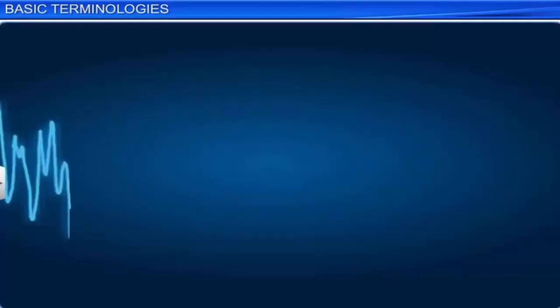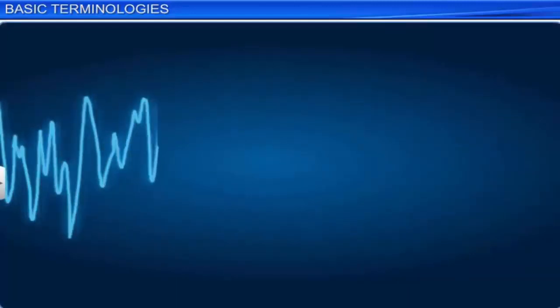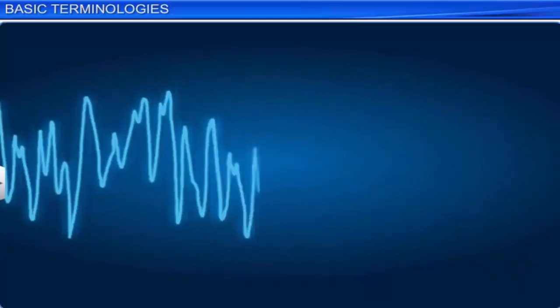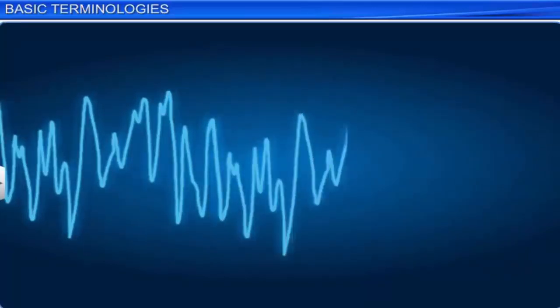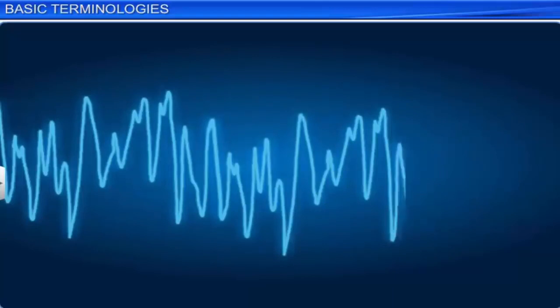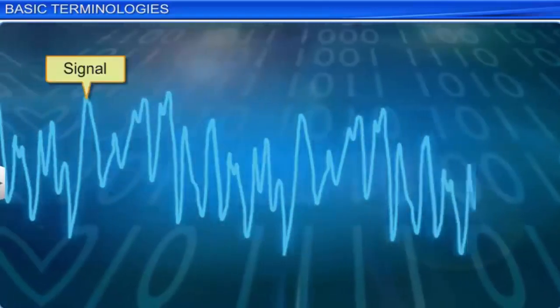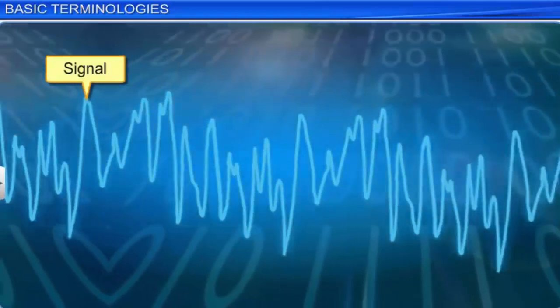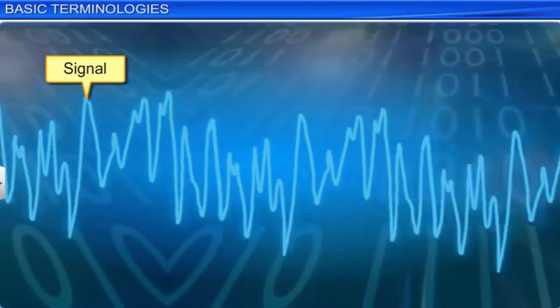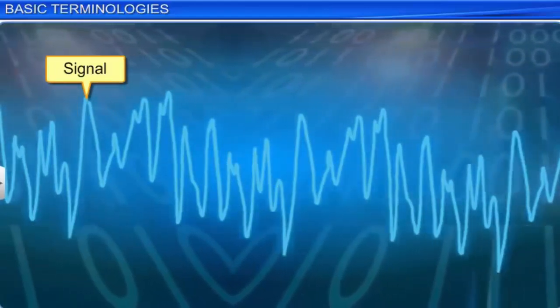While traveling through a channel, a signal is often distorted by unwanted signals coming from inside or outside a communication system. Any unwanted signal that distorts a transmitted signal and disturbs its proper transmission through a channel is called noise.